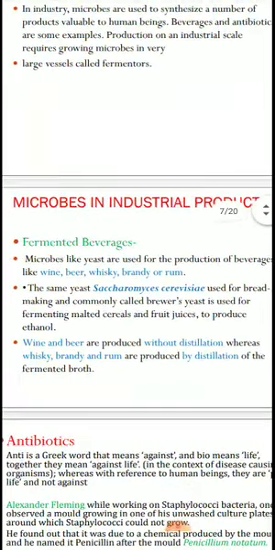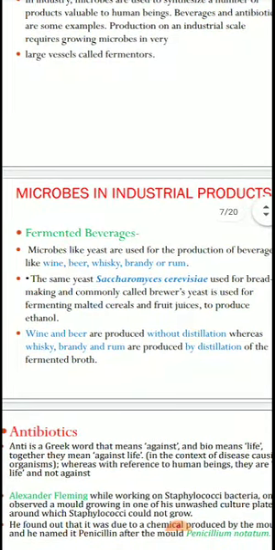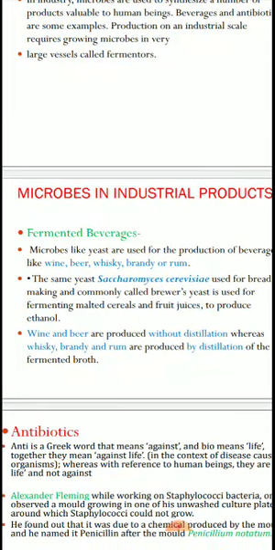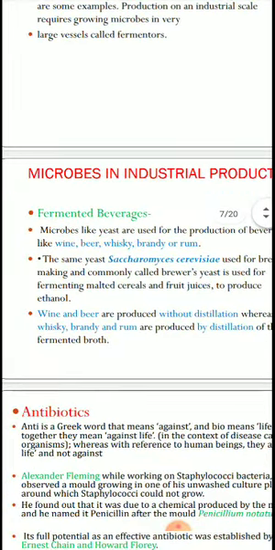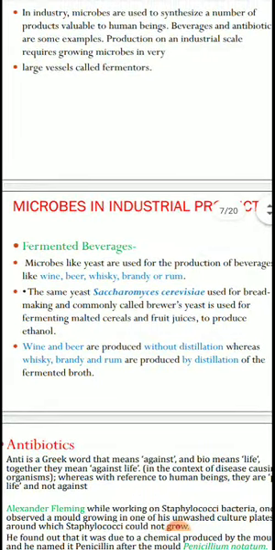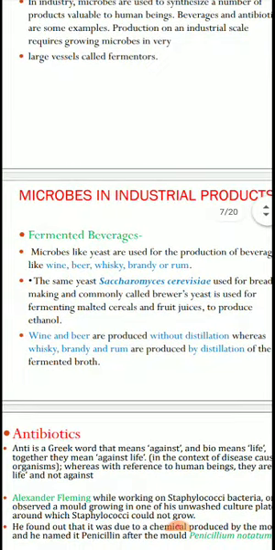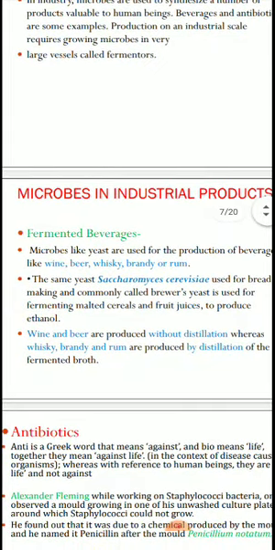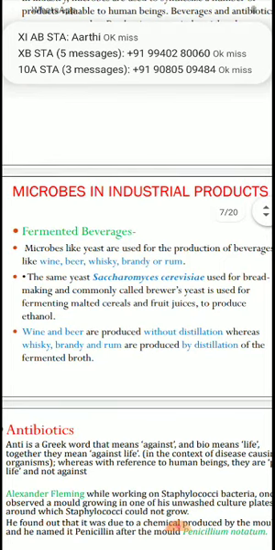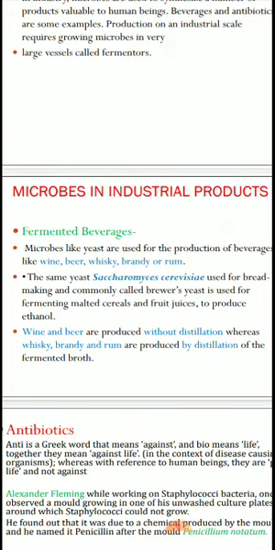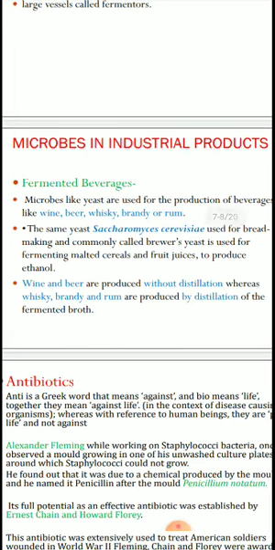Fermented beverages. Microbes like yeast are used for the production of beverages like wine, beer, whiskey, brandy or rum. Gin is also included, add it. The same yeast, Saccharomyces cerevisiae, used for bread making and commonly called brewer's yeast, is used for fermenting malted cereals and fruit juices to produce ethanol. So for beverages, Saccharomyces cerevisiae is used. This is a useful bacterium. Its production is done at large scale by fermentation. Wine and beer are produced without distillation, whereas whiskey, brandy and rum are produced by distillation of the fermented broth.